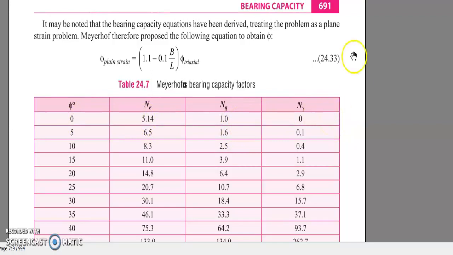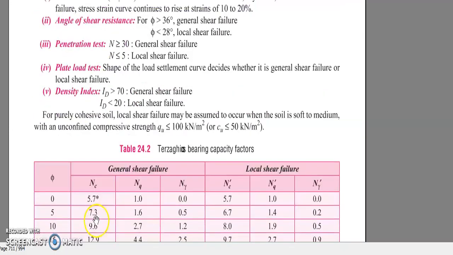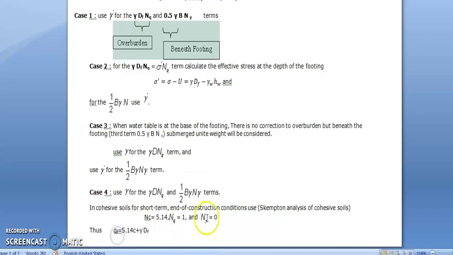If you try to find out as per Terzaghi's analysis, then this value Nc is 5.7. Then if you go by the IS code, again it is 5.14. So these are being used over here. I have mentioned that in the majority of cases this Nc value is 5.14, Nq is 1 and N gamma is 0, and the equation gets further modified into qf equal to 5.14 c plus gamma Df. This is a special case.